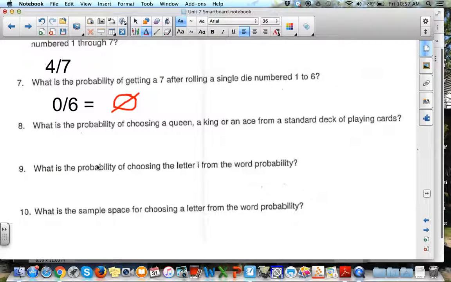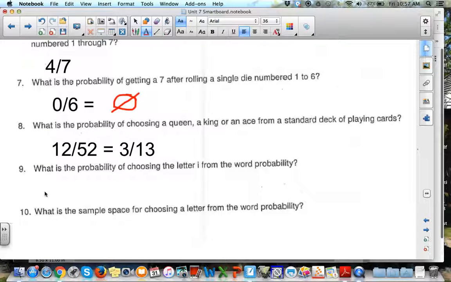Okay, number 8. What is the probability of choosing a queen, a king, or an ace from a standard deck of playing cards? Well, we've got 3 options here, and we can choose any of them. So we've got a queen, there's 4 of those, a king, there's 4 of those, and an ace, there's 4 of those. So that's a total of 12 out of our standard 52 card deck. And if we reduce that, that will give us 3 out of 13. That's the probability of that happening.